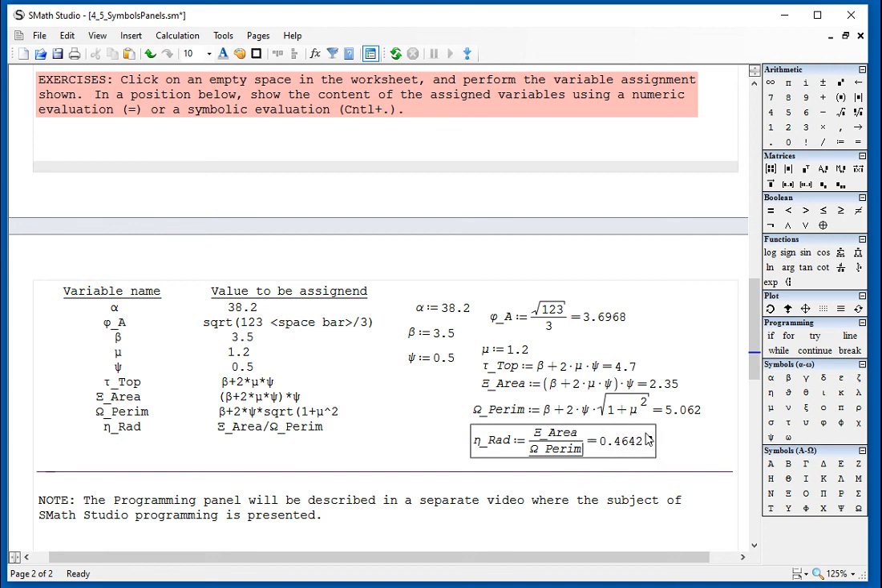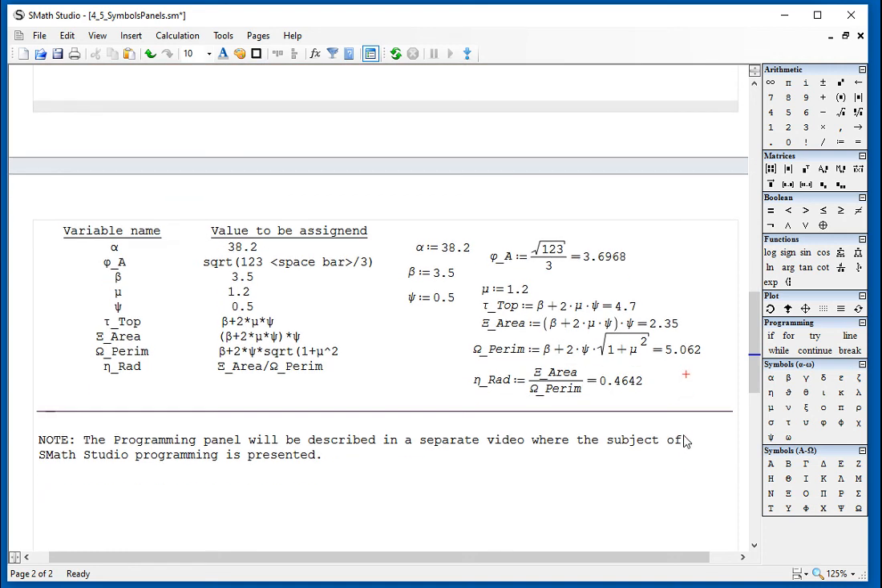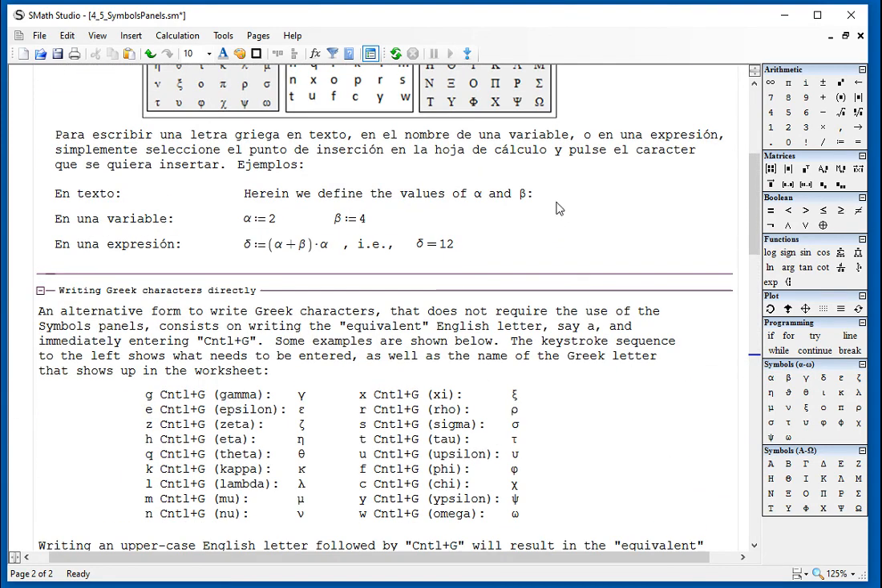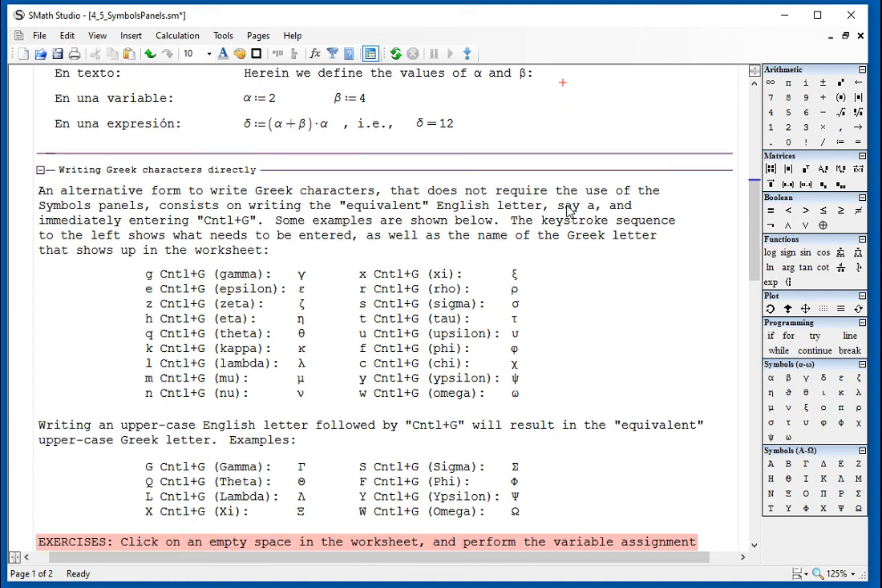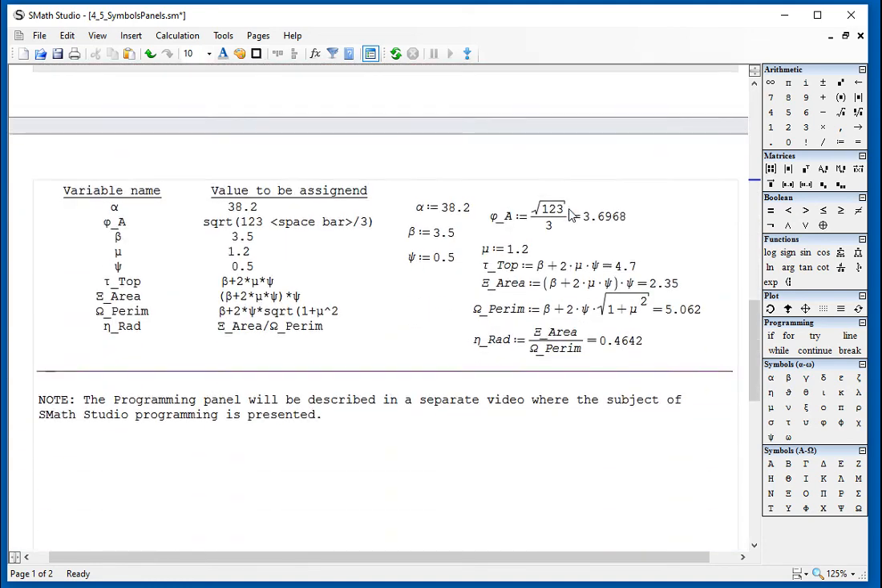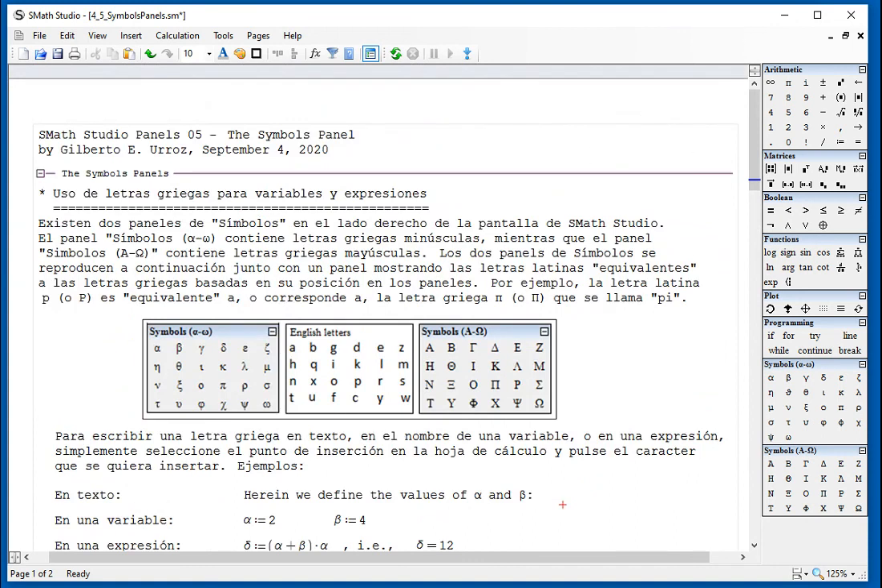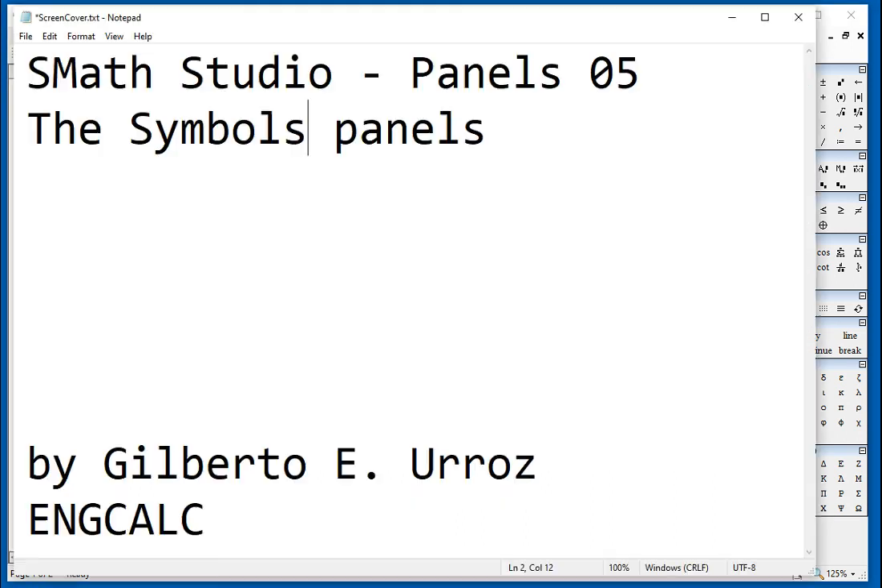And so as you can see there, that is not that difficult to enter Greek characters. And also you can put them in text as I indicated here for typing problems and so on. And those are examples of application of the symbol panel, the symbol panels actually. And with that we conclude the presentations about panels for SMath Studio.